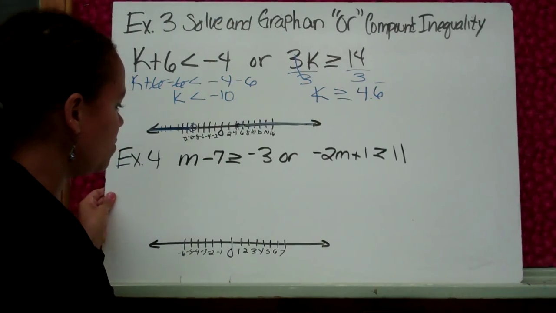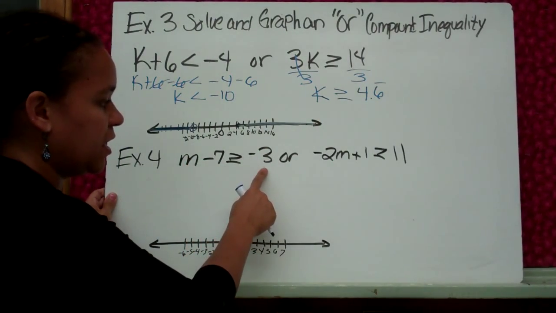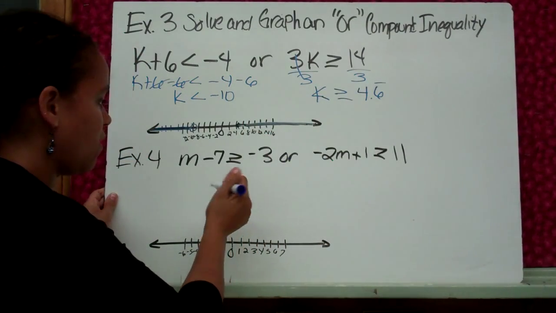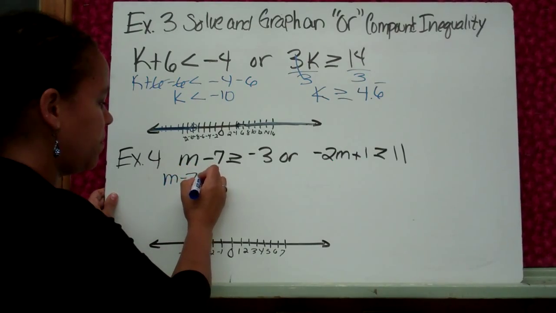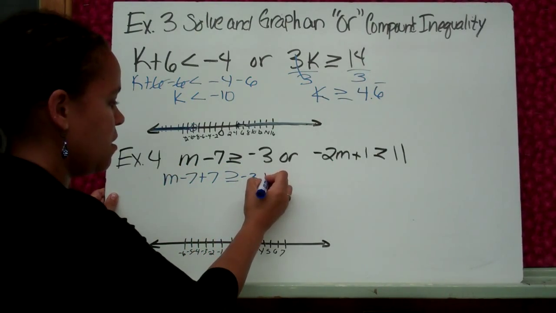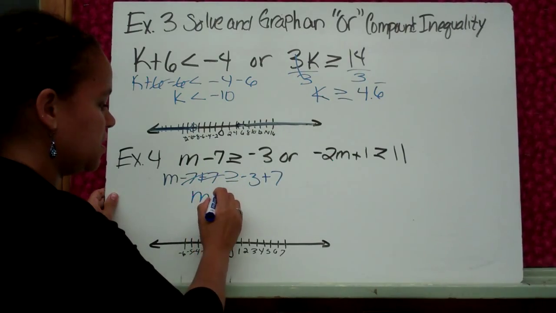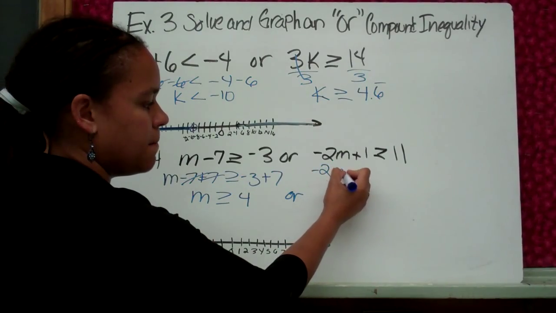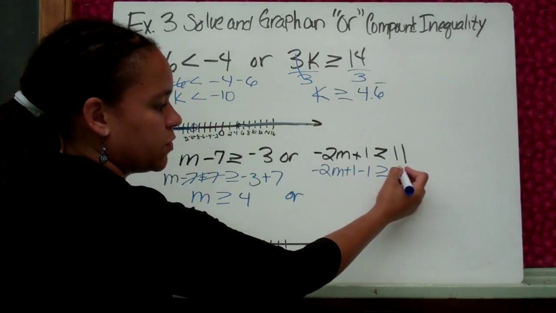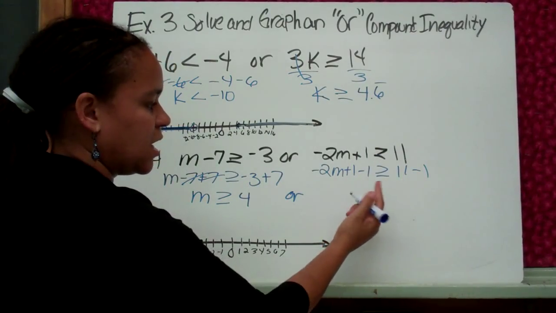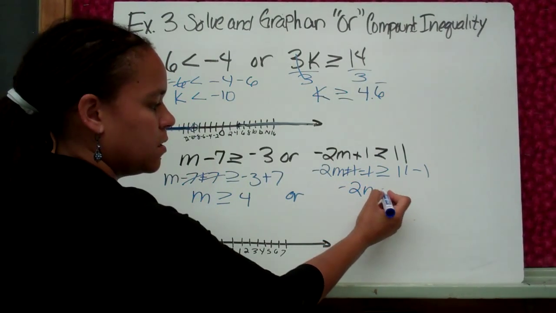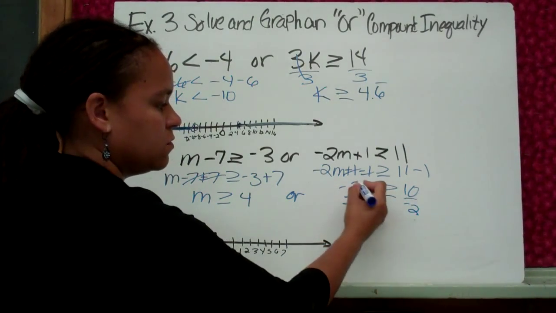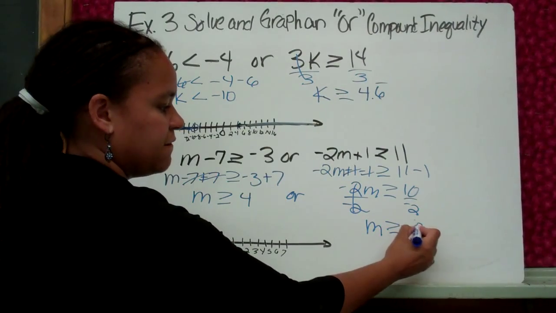All right, last example. m minus 7 greater than or equal to -3, or -2m plus 1 greater than or equal to 11. We want to solve these. So m minus 7 plus 7 greater than or equal to -3 plus 7. m is greater than or equal to 4, or we're going to have -2m plus 1 minus 1 greater than or equal to 11 minus 1. Subtract 1 from both sides. -2m greater than or equal to 10. Divide by -2, divide by -2. m is less than or equal to -5.